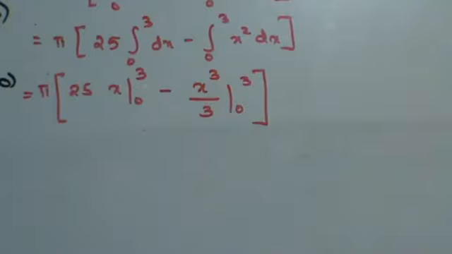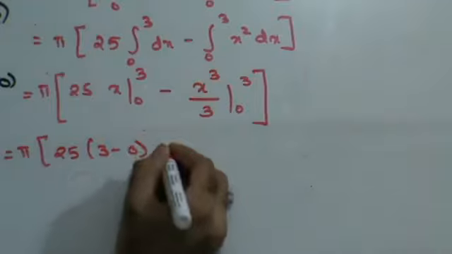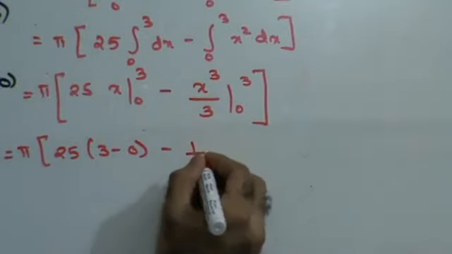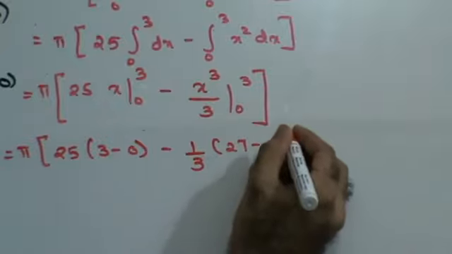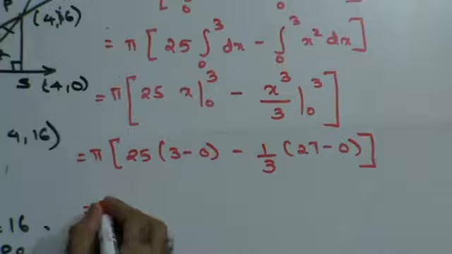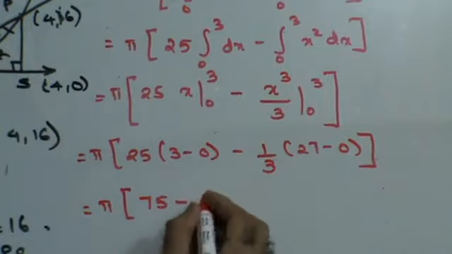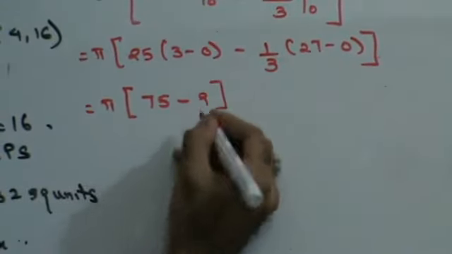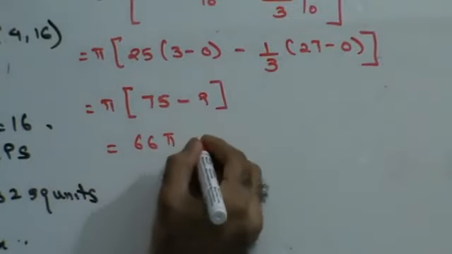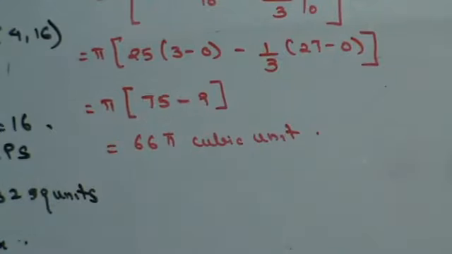So in that case, this is going to be nothing but pi times 25 times 3 minus 0, minus 1 by 3 times 27 minus 0, upper limit minus lower limit. Do we get this thing clear? So in that case, you will get this as pi times 75 minus 9, so that's 66 pi cubic units. That is going to be the volume of the given solid figure. Do we get this? That's how you find the volume.